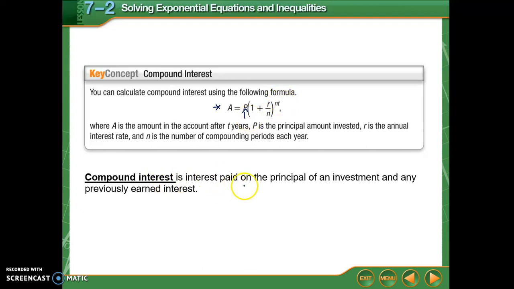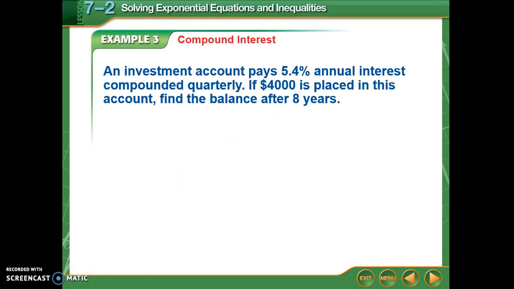Compound interest, remember, is interest that we pay on the principal, on our starting amount, and any previously earned interest. So they calculate the interest based on the total in your account. So your interest earns interest. So let's take a look at this example and try it out. An investment account pays 5.4% annual interest, so that's R, compounded quarterly, that's 4 times per year. If $4,000 is placed in the account, that's my P, that's how much I start with.